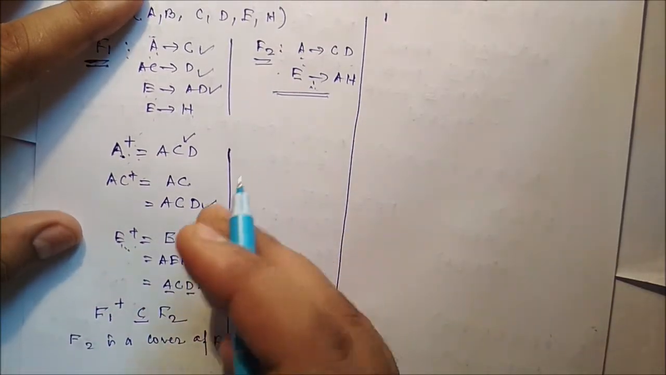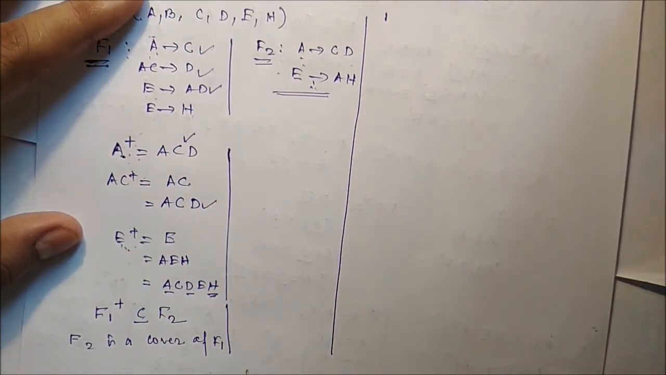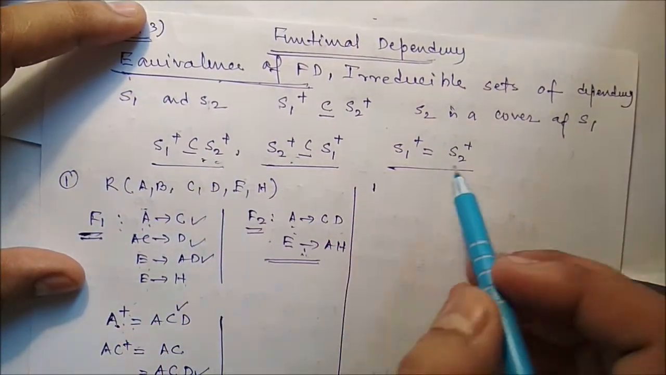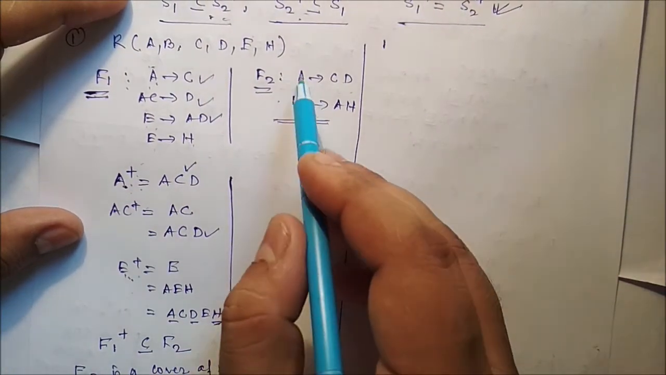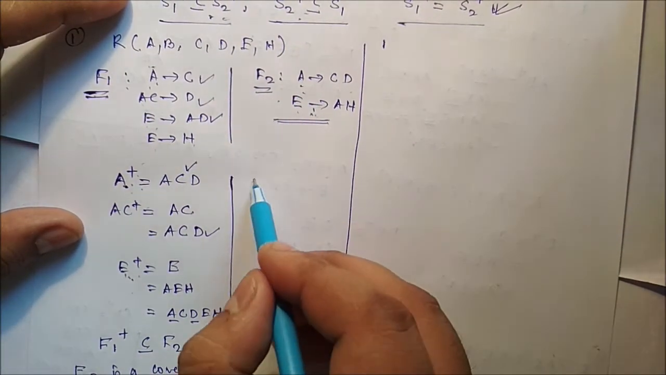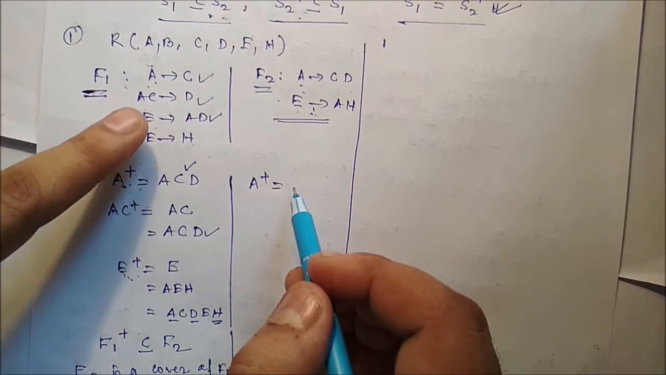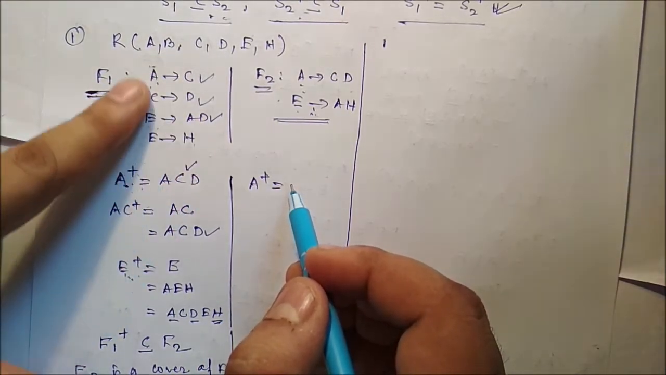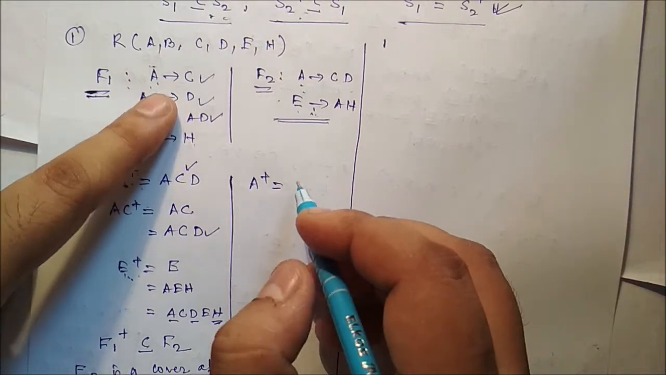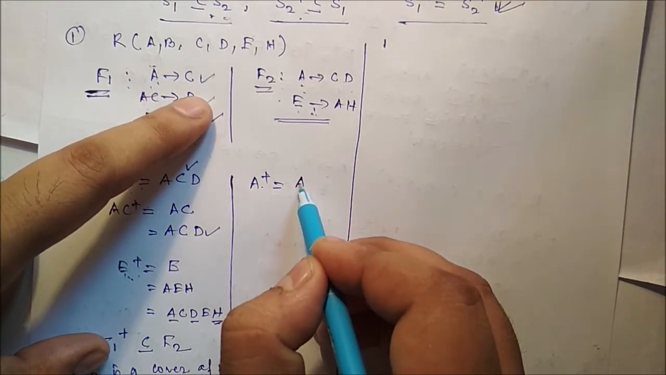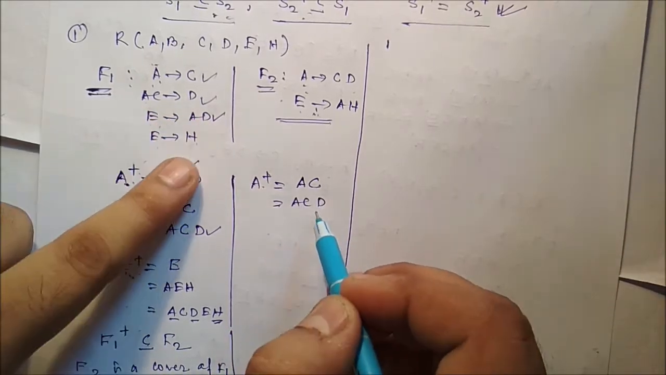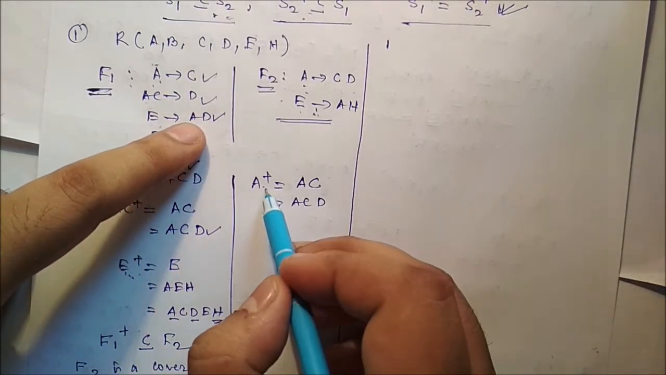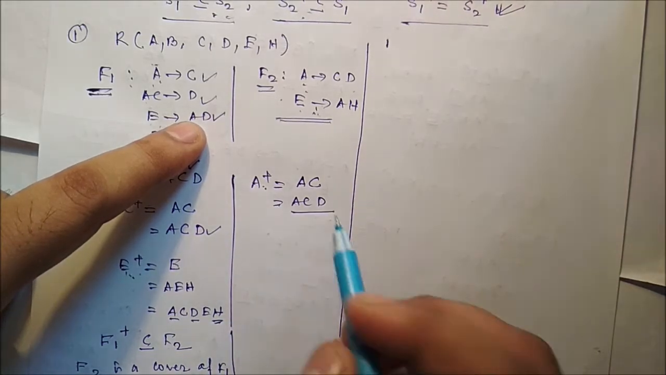Now check whether they are equivalent or not. In this case, you have to check whether F1 is a cover of F2 or not, because both should be true. Then we can say it is equivalent. Now how to check? Two left parts are there, A and E. First of all, A plus, but we have to use the FDs of F1. From A we can identify A and C also, and from AC we can identify D. That means using A closure we can identify ACD.